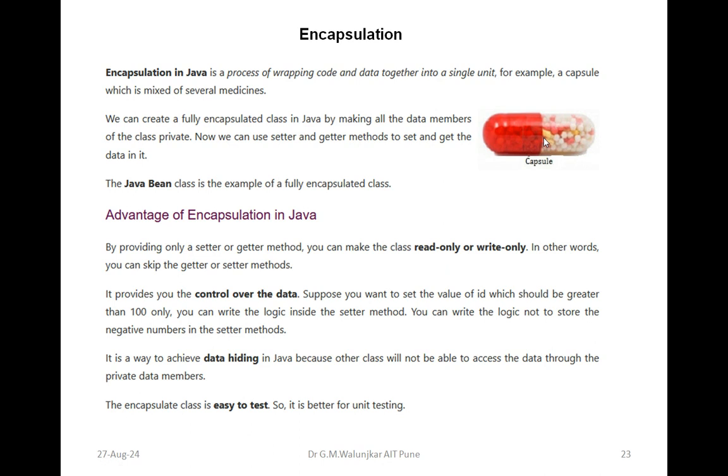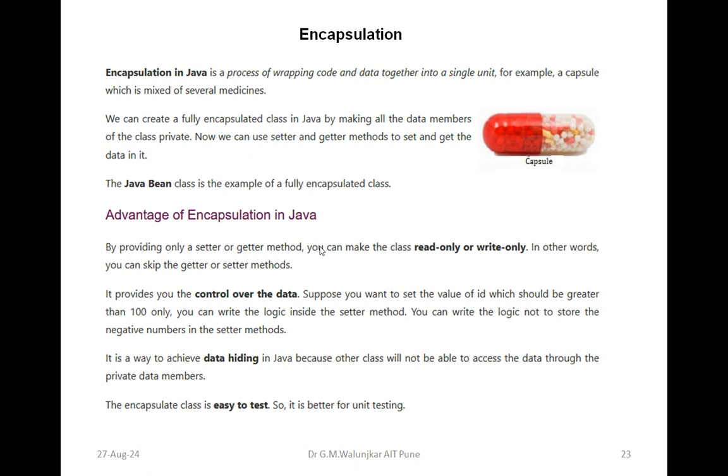Now, we can create a fully encapsulated class in Java by making all the data members of the class private. That is full encapsulation, so only an object of that particular class can access it. A Java bean class is an example of a fully encapsulated class. What are the advantages of encapsulation in Java? By providing only a setter or getter method, you can make the class read-only or write-only. In other words, you can skip the getter or setter method.